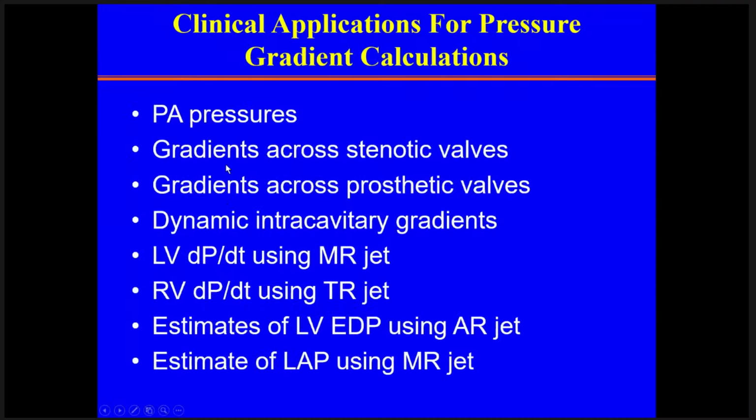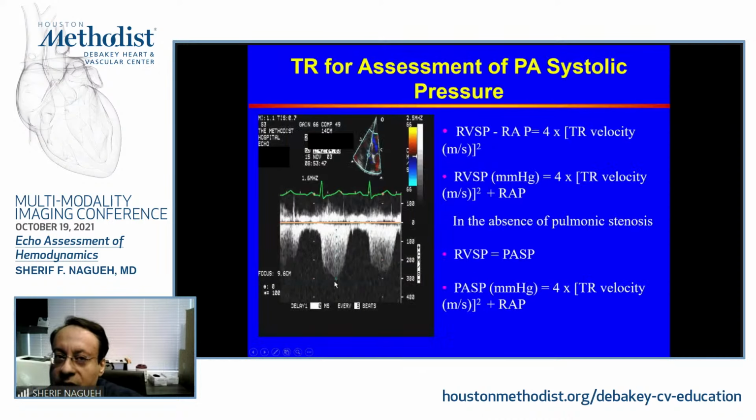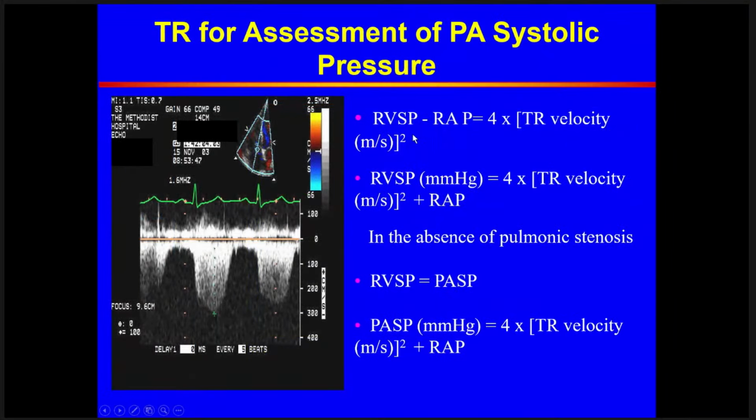Now let's look at clinical applications for pressure gradients. Pulmonary artery pressures, gradients across stenotic valves, prosthetic valves, intracavitary gradients, looking at a systolic index of left ventricular and right ventricular function and making use of the mitral regurg and tricuspid regurg jets respectively, and then estimating end diastolic pressure of the left ventricle using the aortic regurgitation jet and left atrial pressure using the mitral regurgitation jet. We do this daily in the lab, and the assumption that we apply is indeed the Bernoulli equation.